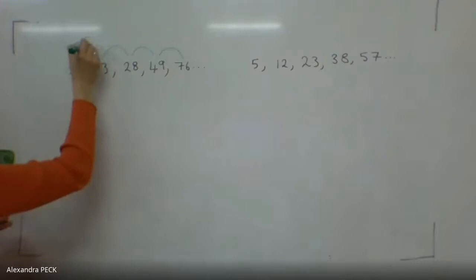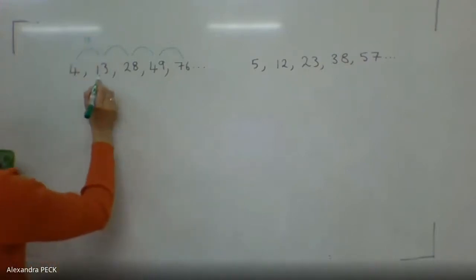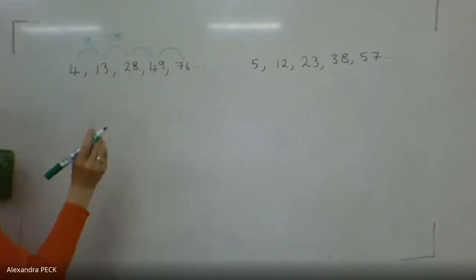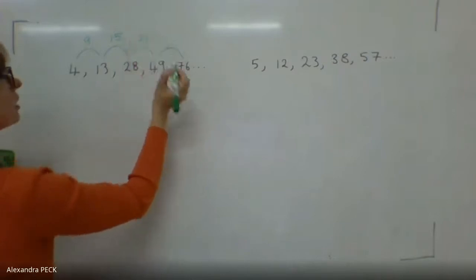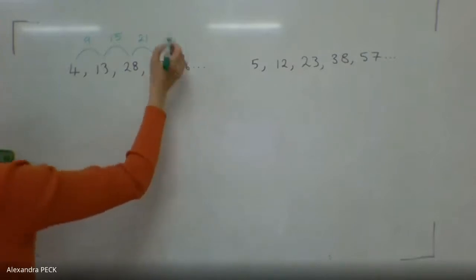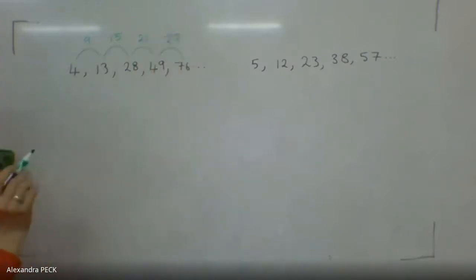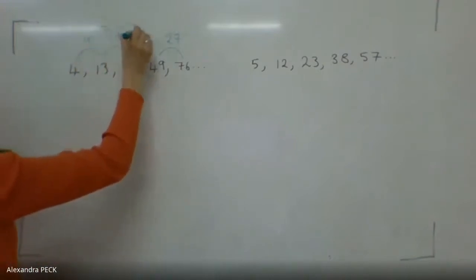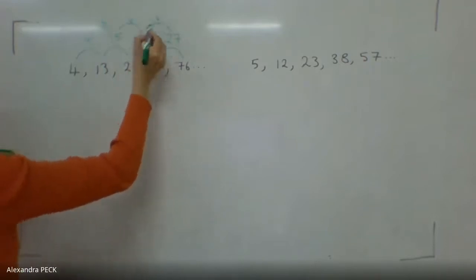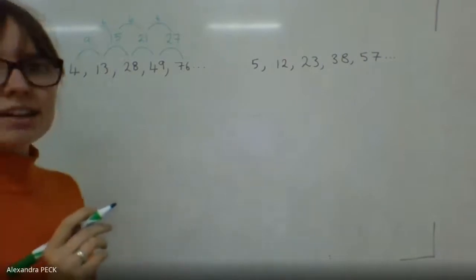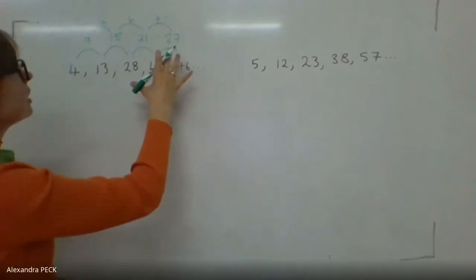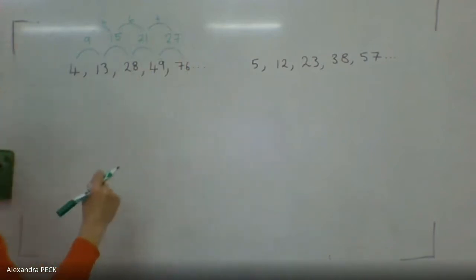So my first difference here is 9. My second difference between 13 and 28 is 15. My next difference between 28 and 49 is 21. And then finally between 49 and 76 is 27. Okay, so I can see that my second difference is 6: 15 to 21, 6, 21 to 27, 6. So I've got a second difference of 6 every time. Now I've written my differences above my sequence, not below my sequence, for a reason, which is I'm going to write more lines of sequences underneath here.